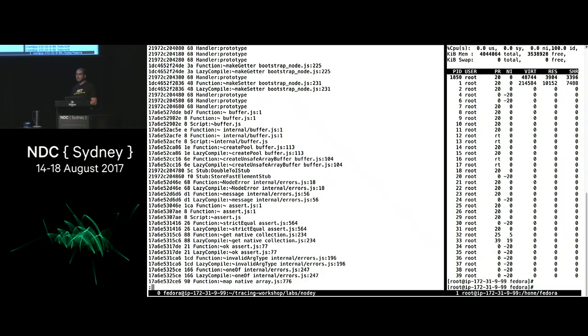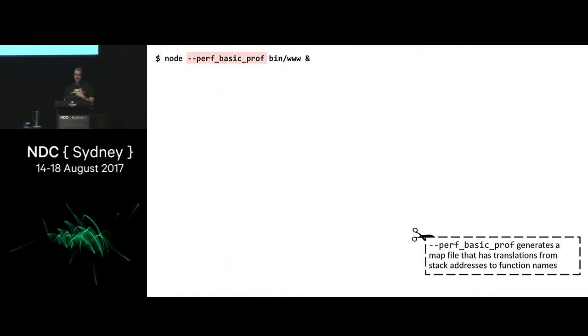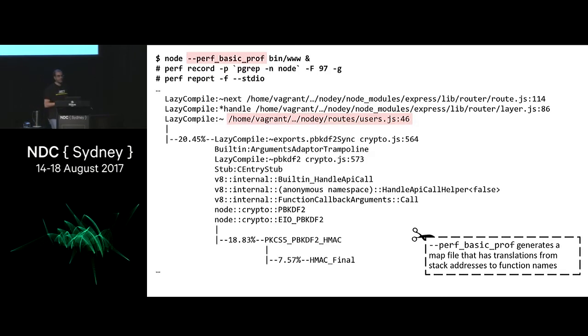So here we go, right? Buffer.js and errors.js and collection.js and so on. So this file that gets emitted by the Node runtime has the translations between function addresses and function names. And perf is able to pick up that file automatically with no further instructions from you. It just goes ahead and looks for that file, reads the data, and then puts it in the report. And then the result looks like this.